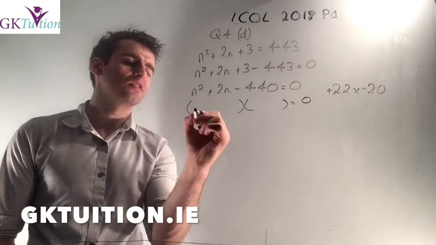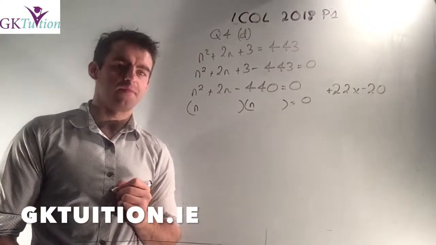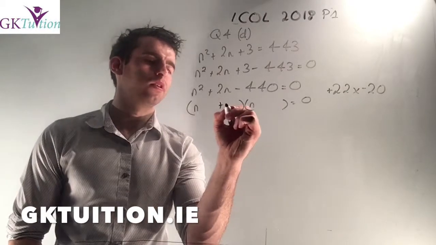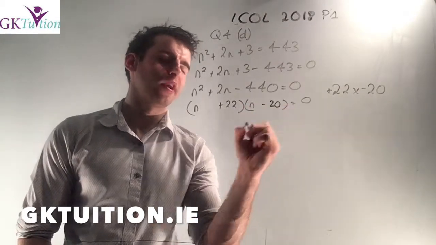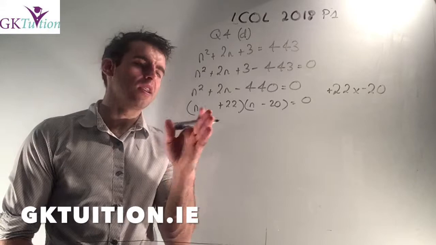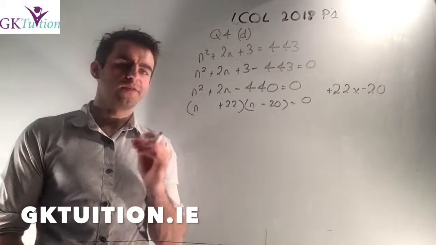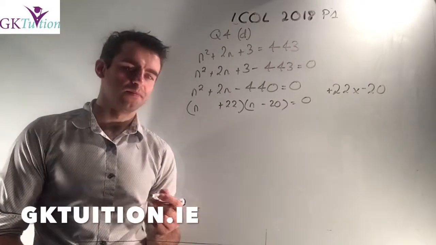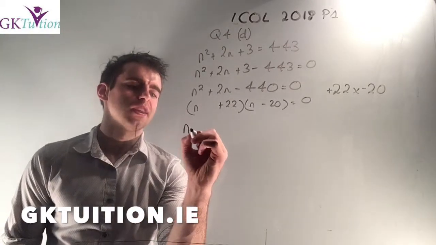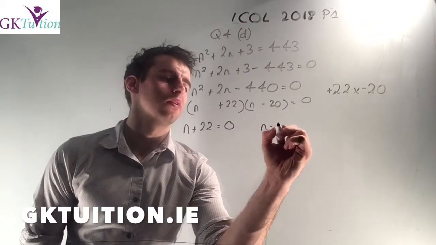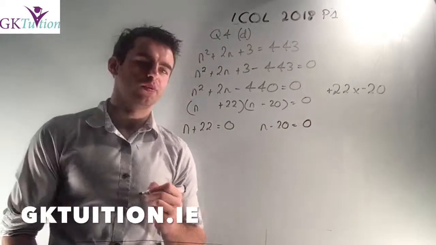Now I can just write out the factors of this quadratic. The factors of n squared are n multiplied by n. The factors of minus 440 that I'm going to use are plus 22 and minus 20. So I know that n plus 22 times n minus 20 would give me this. They're your factors, but obviously now you need to solve it. In order to solve it, you can let each one equal 0. So you can say n plus 22 equals 0, and you can say n minus 20 equals 0.